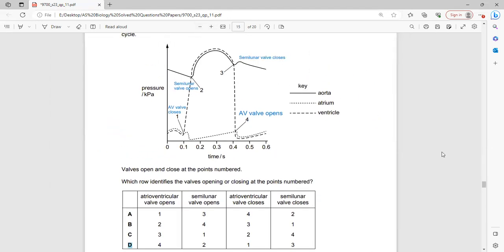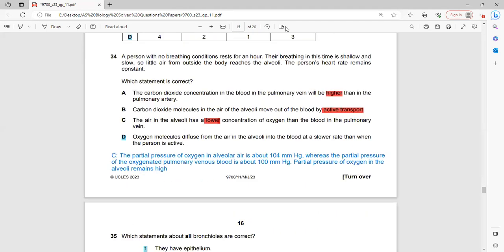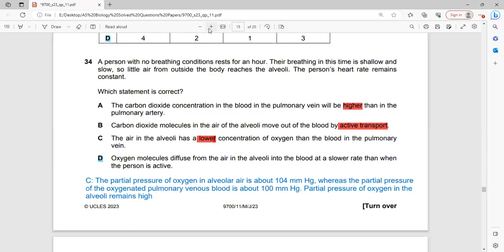So here, the atrioventricular valve will open. This is our point number four. While the semilunar valve will open, this is the two. The atrioventricular valve will close, that's one. And the semilunar valve will close, this is three. So D is our correct option here. We're going to proceed to the next question here.